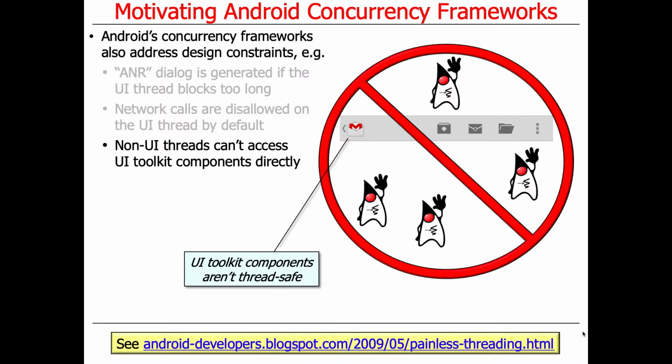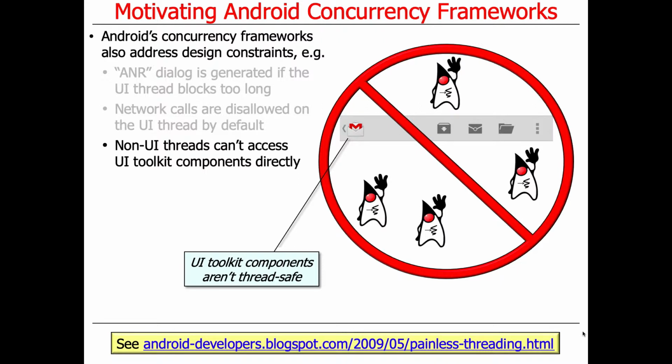The reason for this is that the user interface toolkit components aren't thread safe, so they don't have any synchronizers in them. The user interface toolkit components, the classes and objects and so on, always expect to be called only in the main thread of control, or the user interface thread.